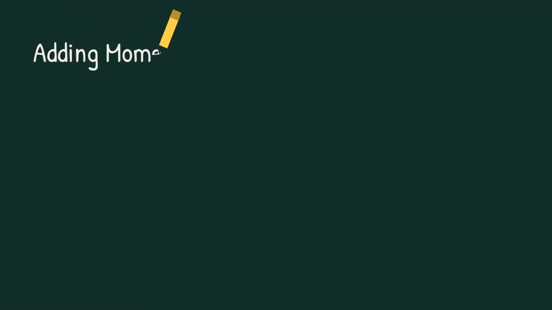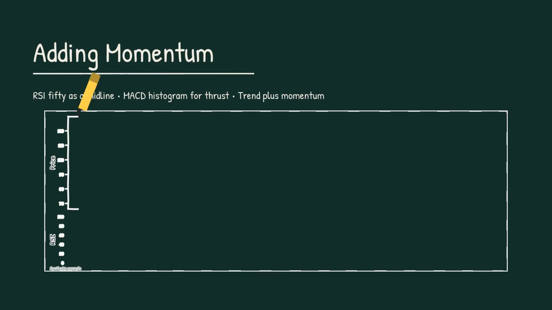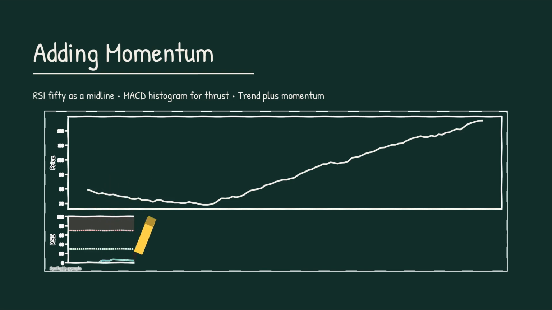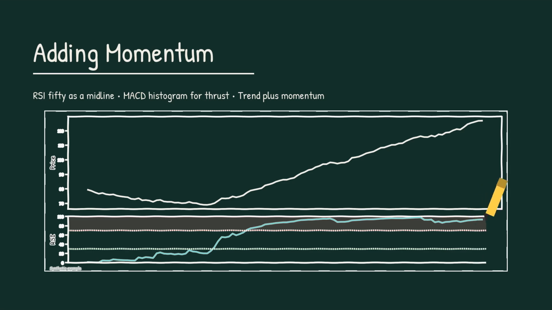For entry quality, layer in a momentum oscillator. RSI above 50 confirms longs, below 50 confirms shorts, or use MACD histogram expansion in the direction of the flip. The Supertrend tells you what the trend is, the oscillator tells you whether momentum agrees. When both speak the same language, the signal is worth taking.